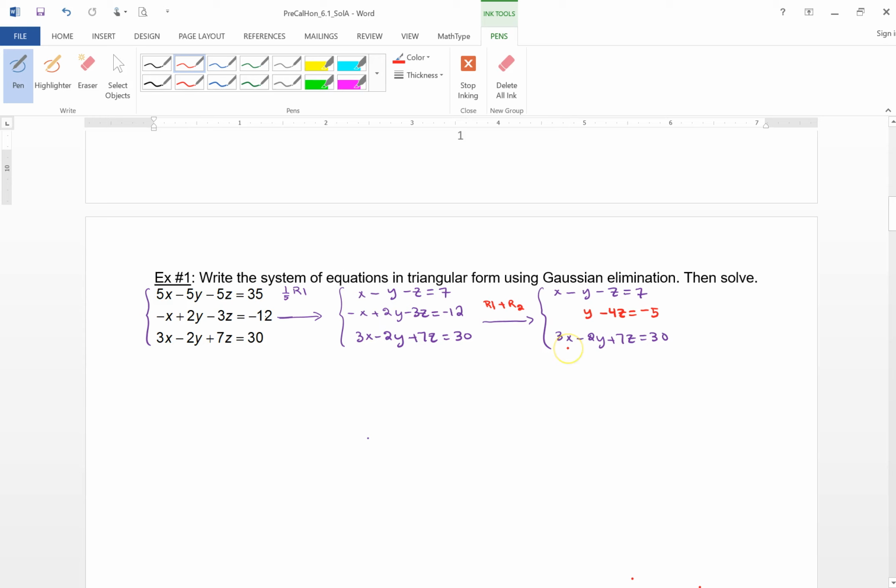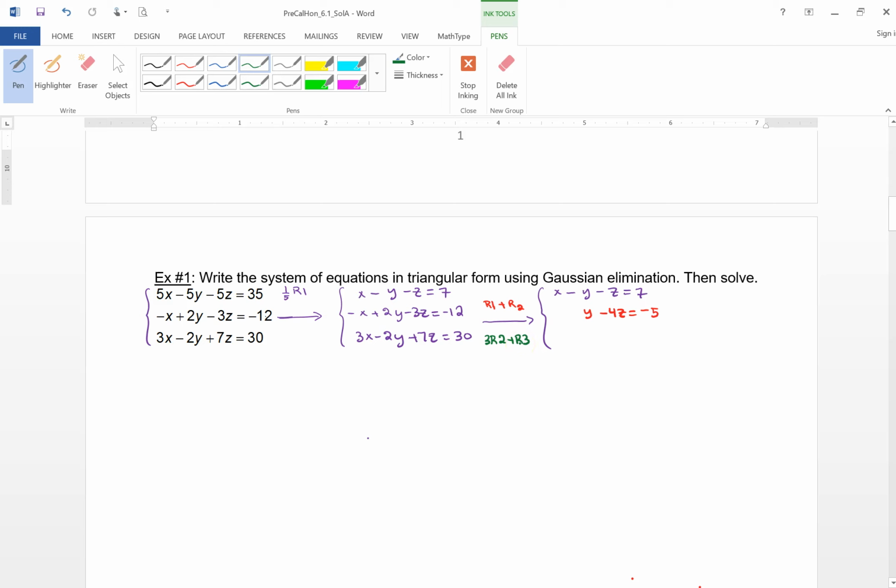To eliminate the x, I'm going to combine steps because I can do that. I'm going to erase this and replace it with something better. So what can I do to these equations here in order to make the x go away? Multiply this second one by 3, and add it to this one, and it'll go away. So I'm going to do 3 times row 2 plus row 3.